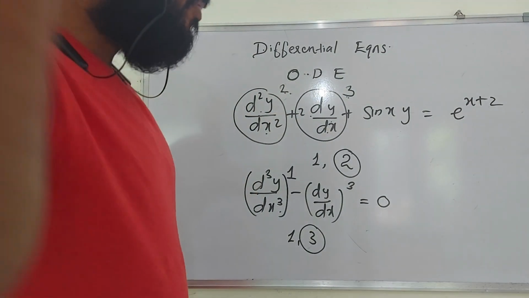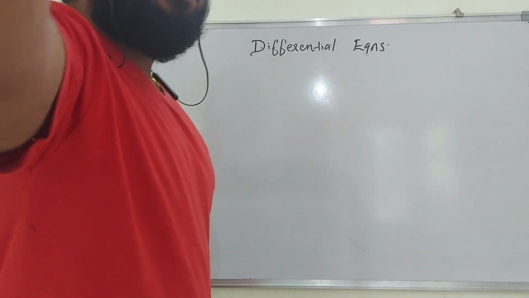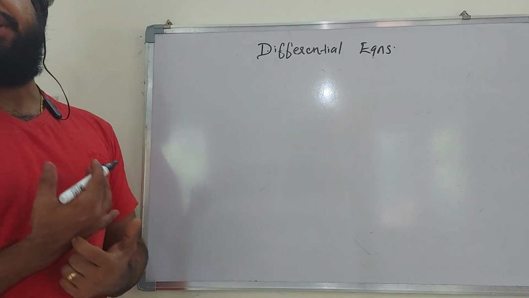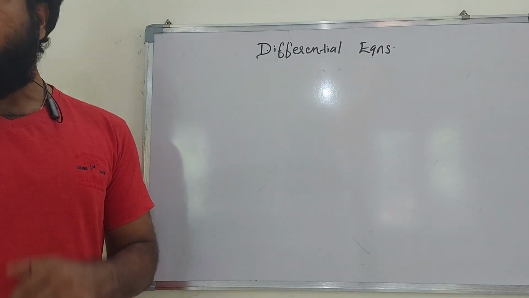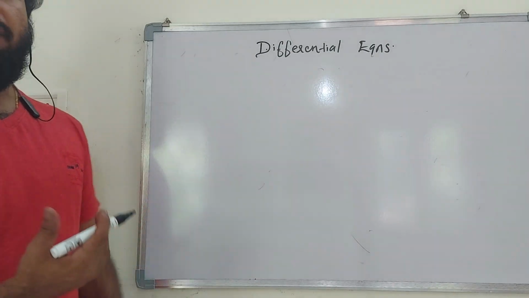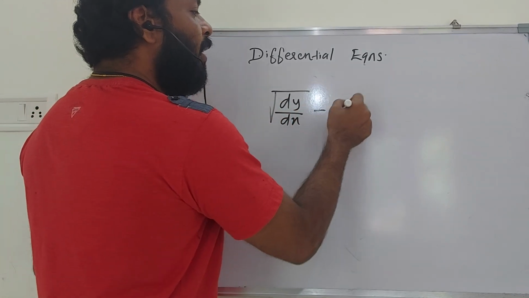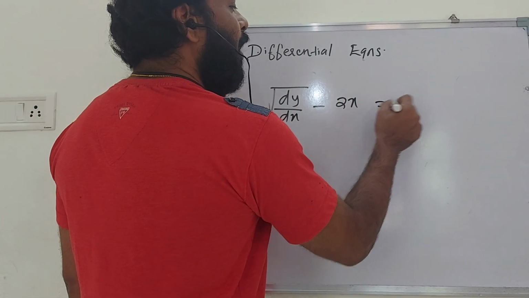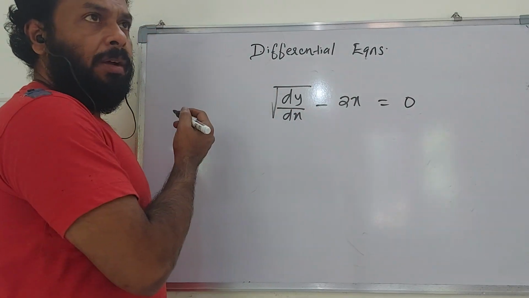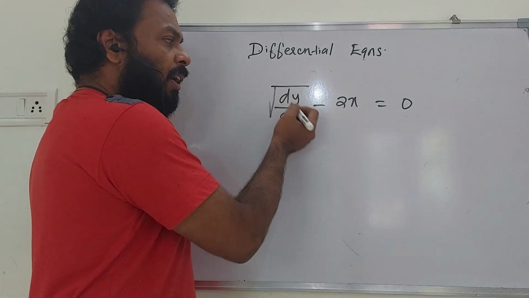Now while defining the degree of a differential equation, we have to consider only integral powers. If there is any radical power or any fractional power, we have to completely remove it by taking the appropriate power. For example, consider a differential equation: root of dy by dx minus 2x equal to 0. Clearly, it is a first order equation because the highest order derivative is dy by dx.